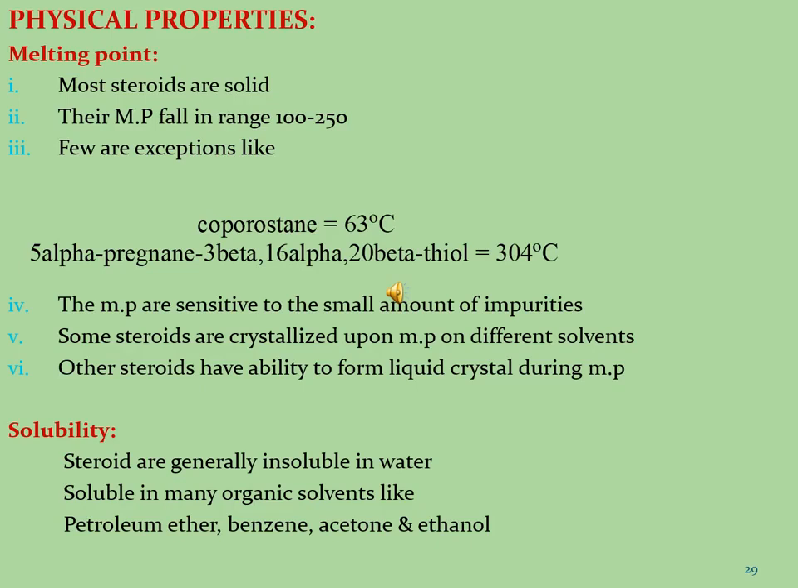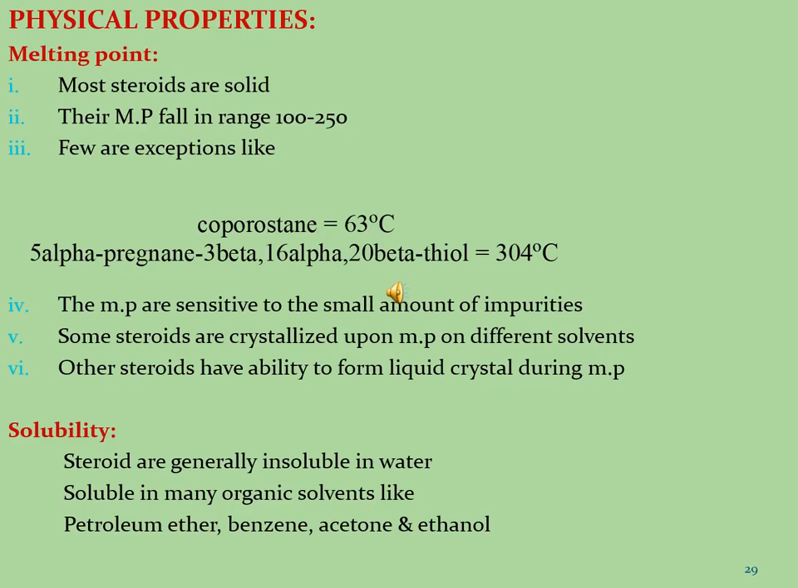Most of the steroids are solid in nature and their melting points fall in the range 100 to 250 degrees centigrade. But few are exceptional cases like coprostane. The melting point of coprostane is 63 degrees centigrade. The other molecule, that is 5-alpha thickenin, 3-beta, 16-alpha, 20-beta thiol, have melting point 304 degrees centigrade. So these are the two molecules which have their melting point above and below the general range of the melting point of the steroidal molecules.